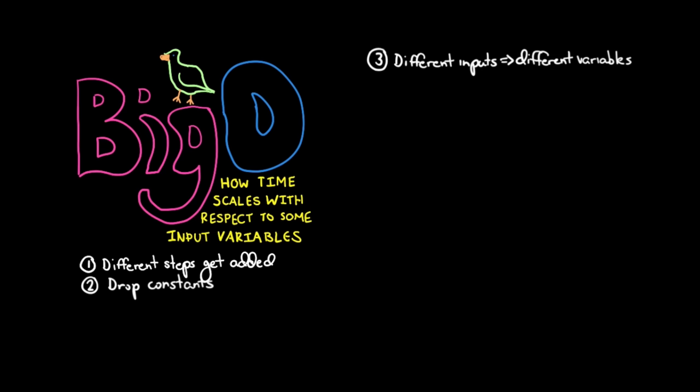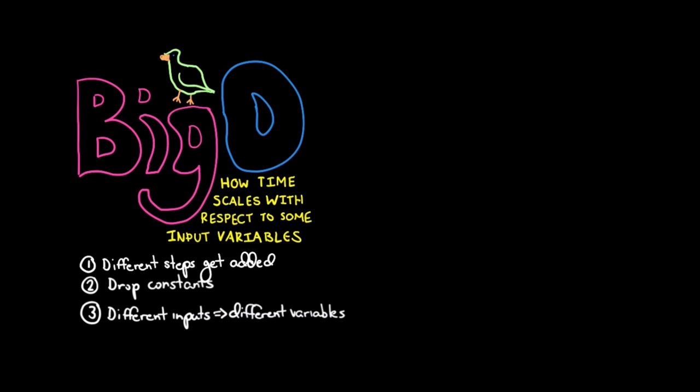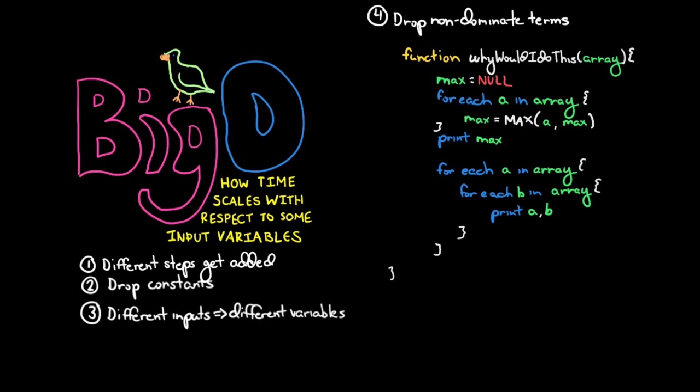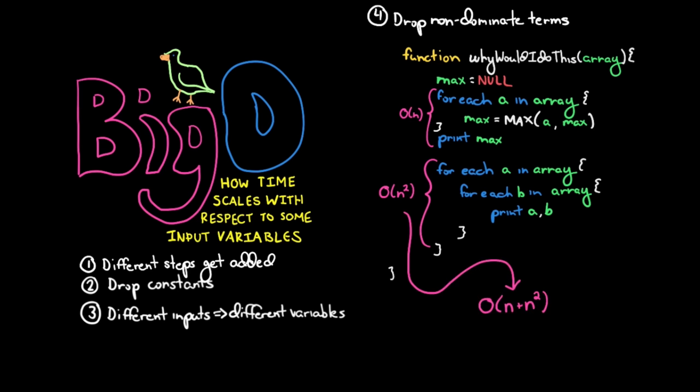The fourth rule is that you drop non-dominant terms. Let's suppose you have code that walks through an array and prints out the biggest element, and then for some reason it goes and prints all pairs of values in the array. The first step takes O of n time. The second step takes O of n squared time. In a less simplified form, you could describe this as O of n plus n squared. But compare this to the runtime O of n squared, and the runtime O of n squared plus n squared. Both of those two runtimes reduce down to n squared.